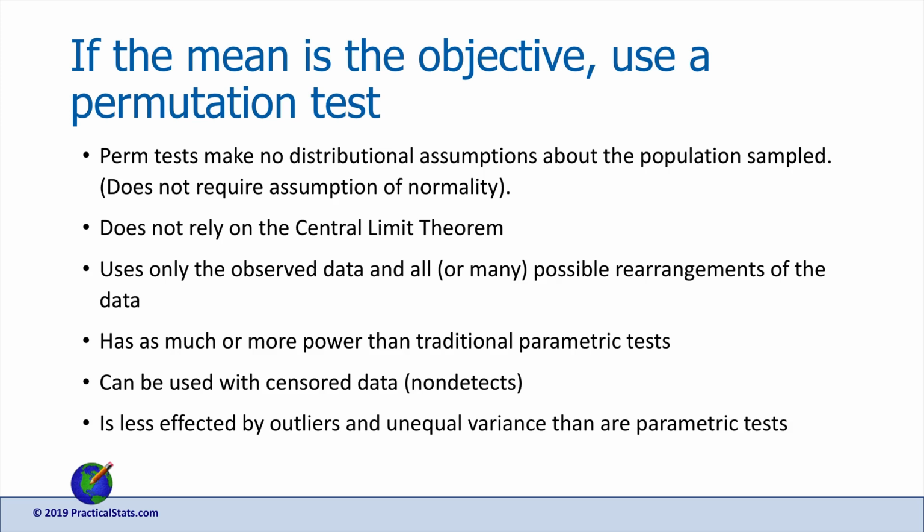Permutation tests don't care about the central limit theorem. They don't need it. They use only the observed data and all the possible rearrangements of the data. They have more power than the traditional tests. They can be used with censored data. I won't go into that today with non-detects. And they're less affected by outliers and unequal variance than our parametric tests.